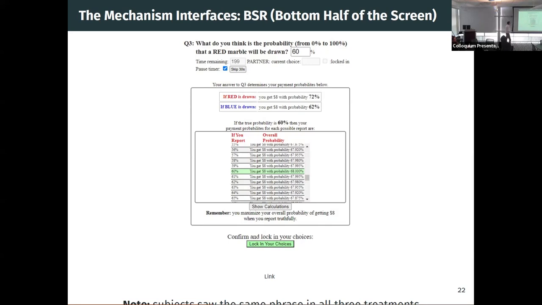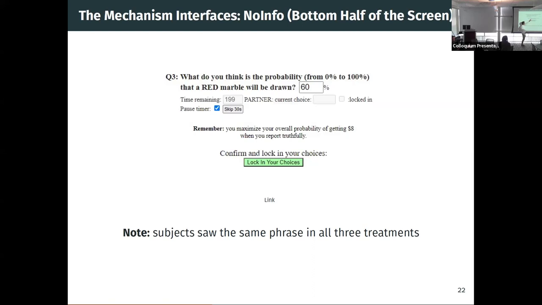All right, the no info treatment, we just don't have any info. We just say, we maximize your overall probability of getting $8 when you report truthfully. We don't tell them how to pay. We just say there's some magical formula, and if you report truthfully, it gives you the highest probability.